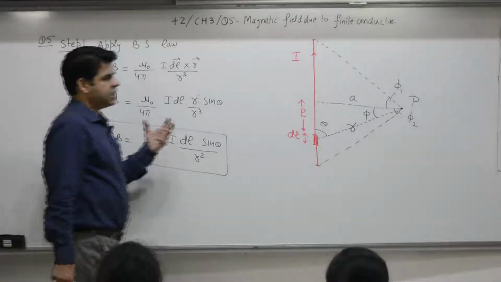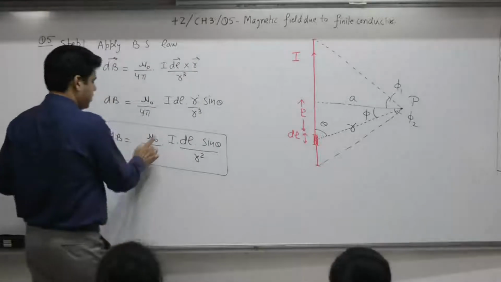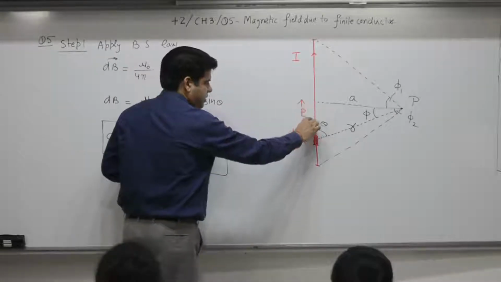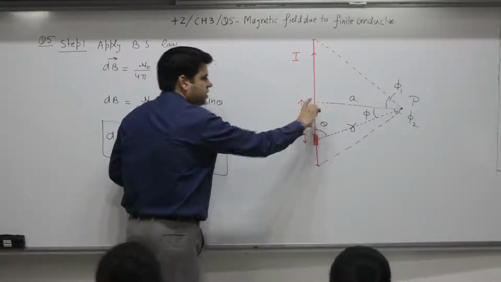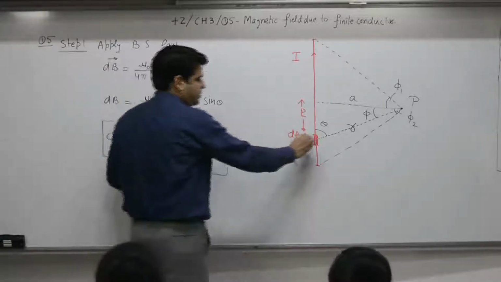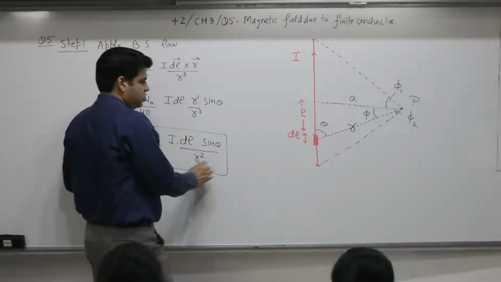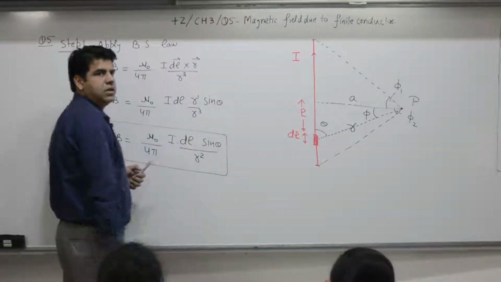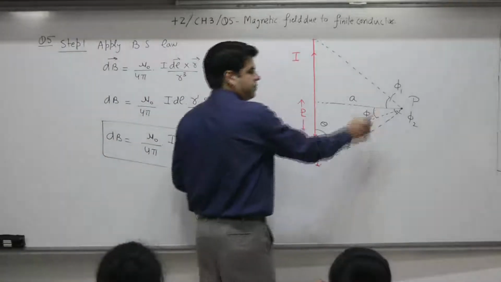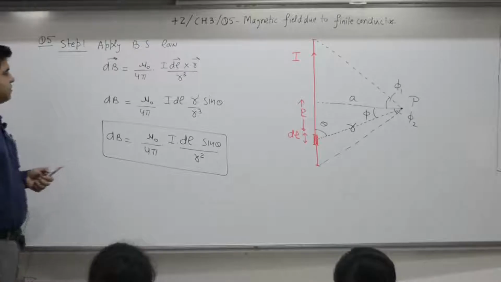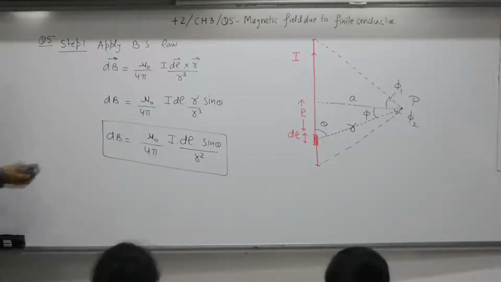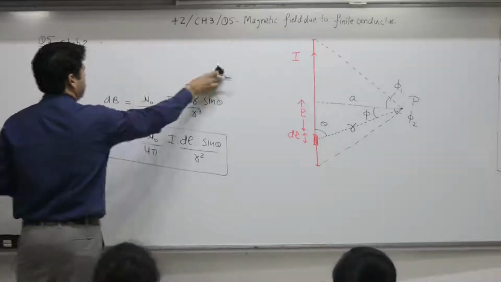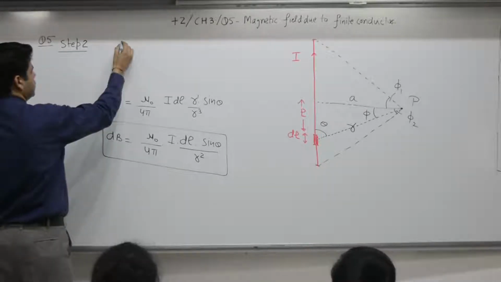But before we take up integration, when you integrate this, mu naught by 4 pi I is constant. But these parameters L, yes, if you shift this element downward, L will change or not? Yes, L will change. Theta, if you shift this point downward, theta will also change. If you shift this point downwards, R will also change. So these three parameters L, theta and R, I need to write in the form of phi. That is why, before I take up the next step, that is step 2, let me first write that step 2 is to integrate.